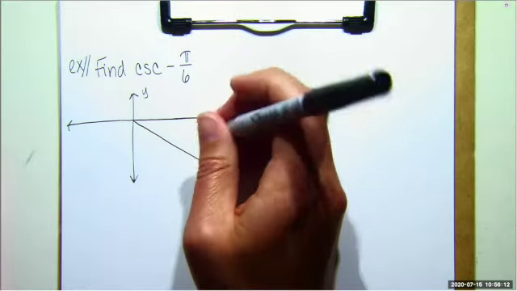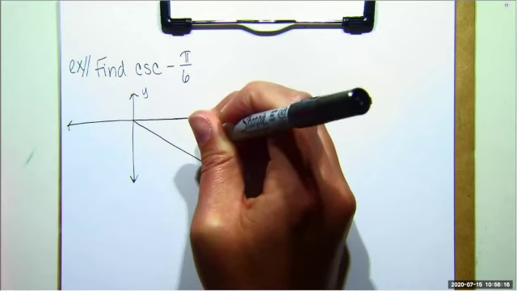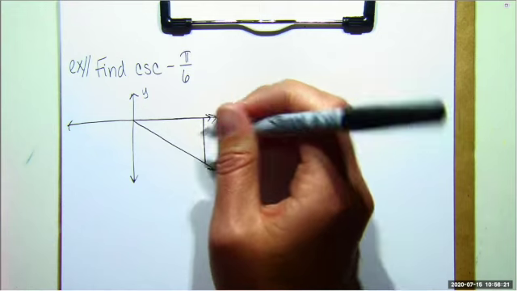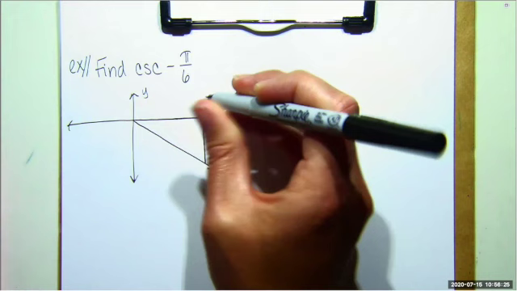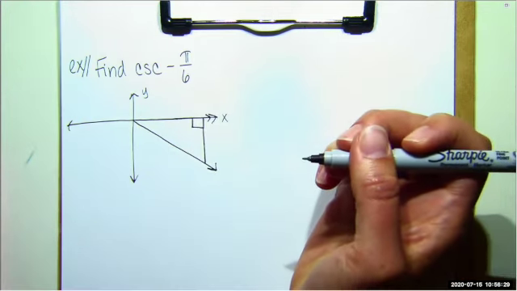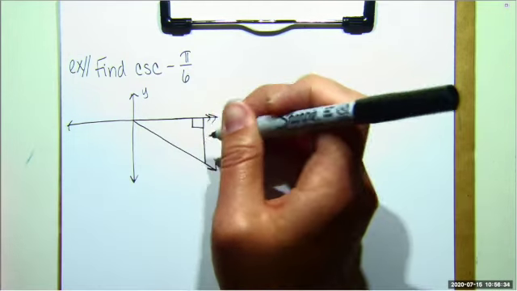The next step is we drop a perpendicular from the terminal ray to the x-axis. Now I keep saying drop a perpendicular, but here when our terminal ray is below, what we want to do is just draw from the terminal ray to the x-axis. So drop a perpendicular from the terminal ray to the x-axis, forming a triangle. The next thing I want to do is fill in my angles and my sides.